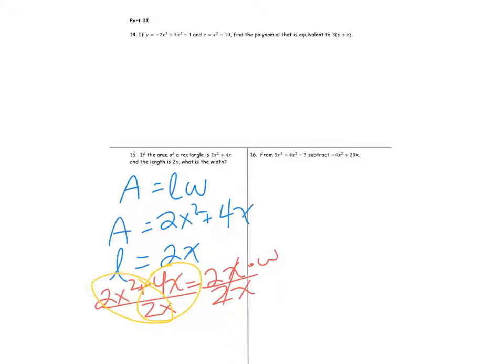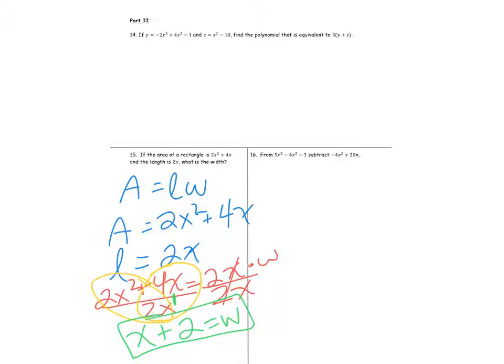So I've got 2x squared divided by 2x. Well, 2 divided by 2 is 1, and x squared divided by x to the first is just x. Then I have 4x divided by 2x, and I'm left with 2. So my width is equal to x plus 2.